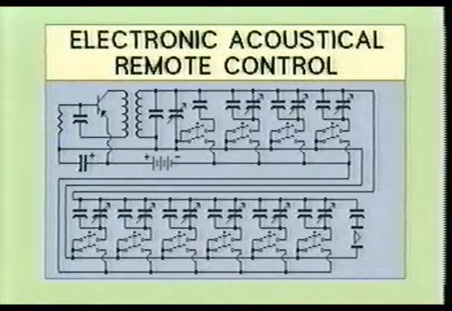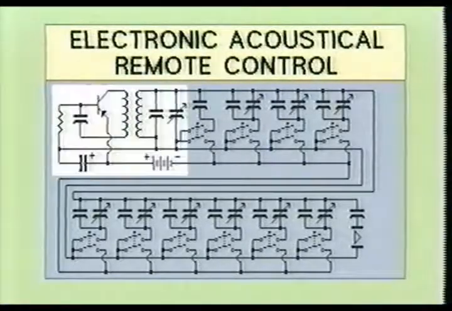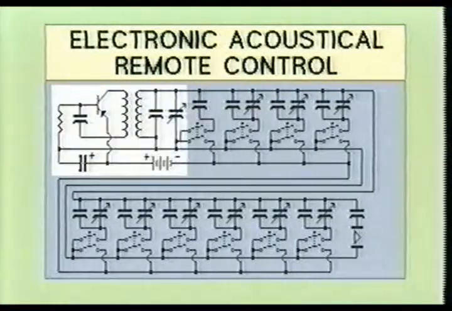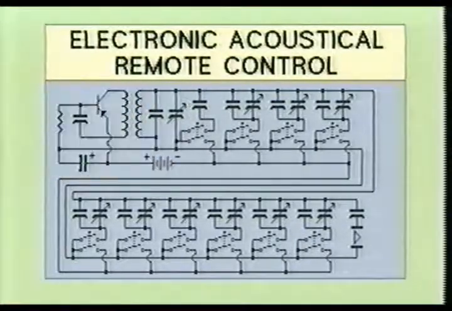Here you see the circuitry for an electronic acoustical remote control device. This circuit configuration makes up a Hartley oscillator, which can operate at the exact ultrasonic frequencies used by the mechanical remote. The advantage of this electronic remote control is that more direct functions are provided to the consumer than with the mechanical remote.